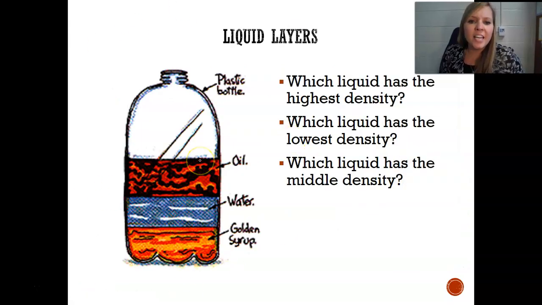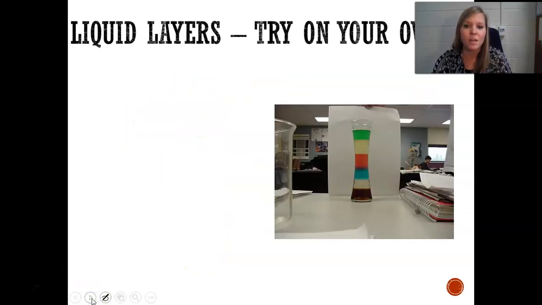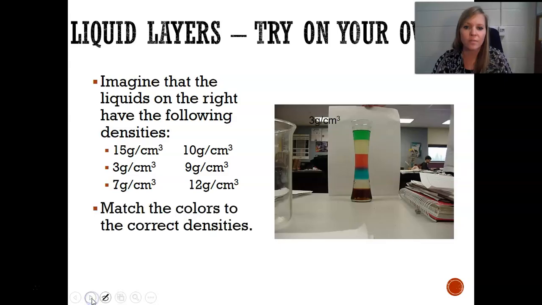So if we were to look at this again, which liquid has the highest density? That would be your greatest dense, let's see, syrup. And the liquid that has the lowest density, what would that be? Now remember, I'm saying liquid, so don't tell me air because I specifically said liquid, okay? So oil, and then what about middle density? Water, very good.